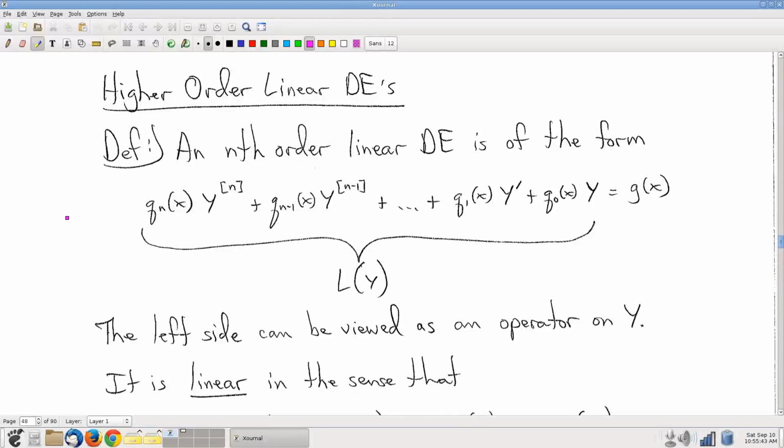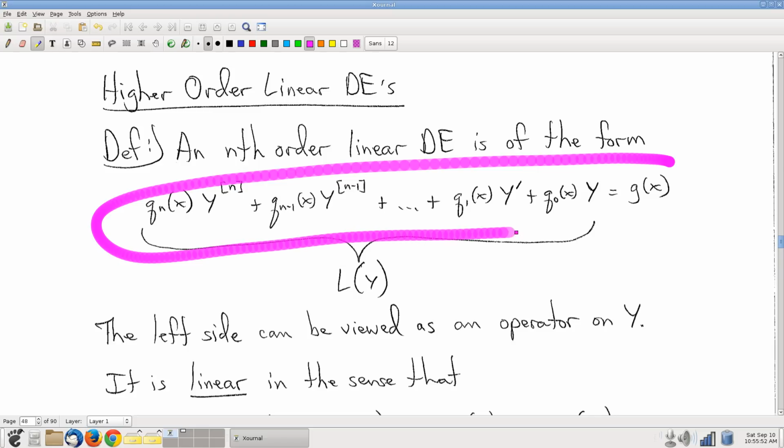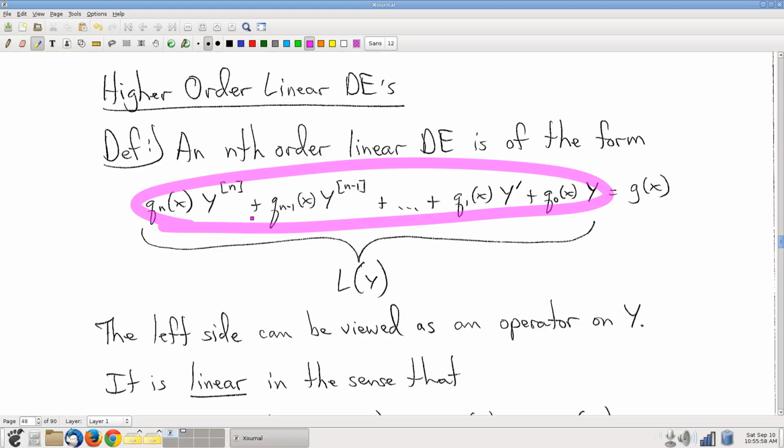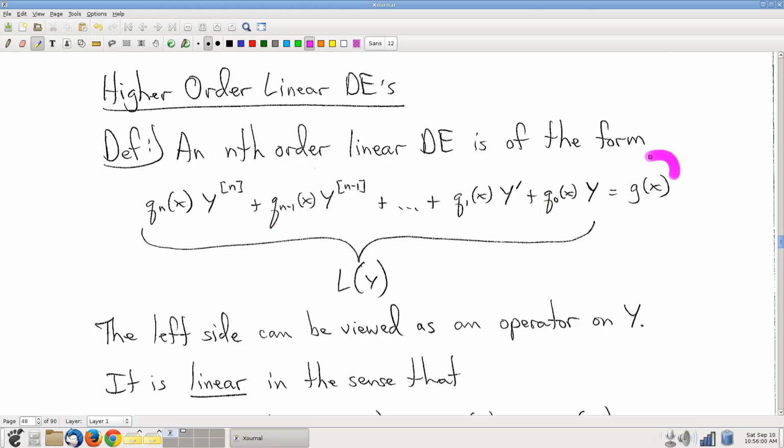So now we're going to start our discussion of higher order linear differential equations. First, let's talk about what they are. Here is an nth order linear differential equation. It's a very specific form. So you notice, among other things, all the y's are on the left. There's a function of x on the right.